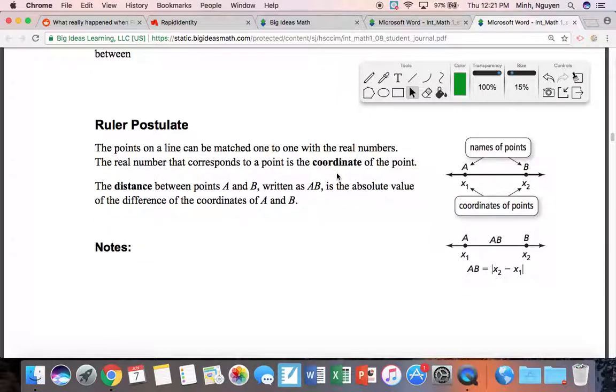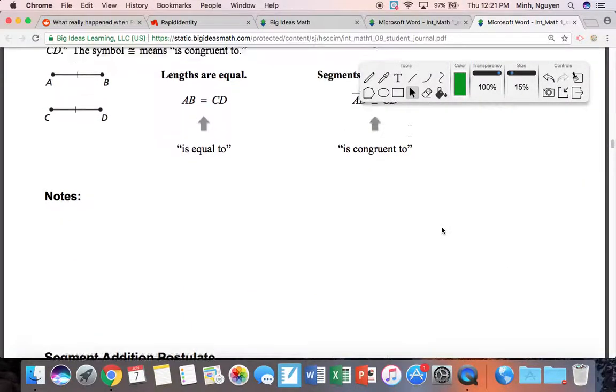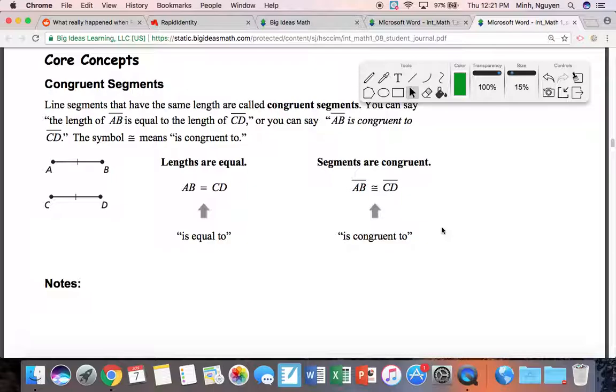All this is to say the distance between 2 points, written as AB, is the absolute value of the difference of the coordinates of A and B. So another way of saying this is to find out how far something is from something else, just count. At least in this segment. The next section we're going to be using the distance formula, which is just a little more technical.